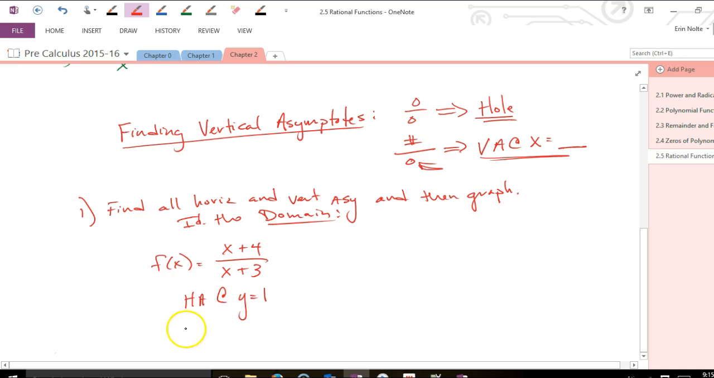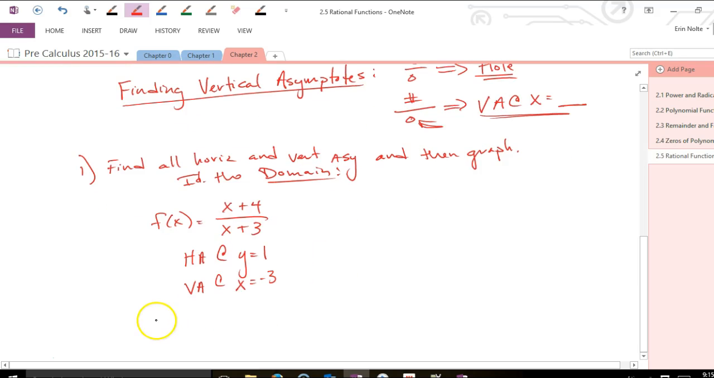Vertical asymptote. Do we have a vertical asymptote? Is there a value that makes that denominator 0? Yes, the one value that makes the denominator 0 would be -3. And notice if I plug -3 into the top, I would not get 0. So I would get some number over 0. That implies a vertical asymptote. So vertical asymptote at -3.